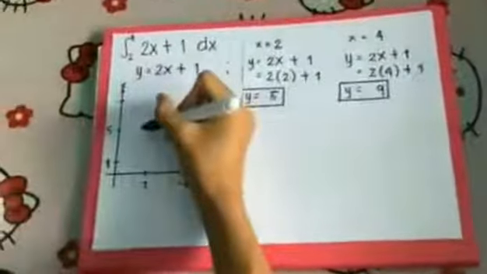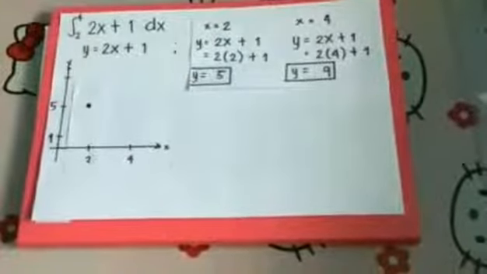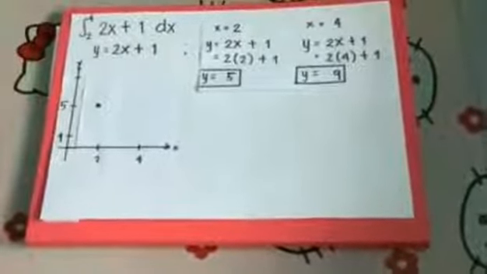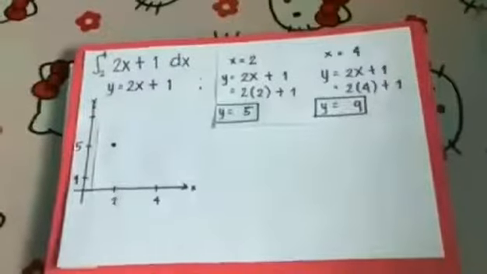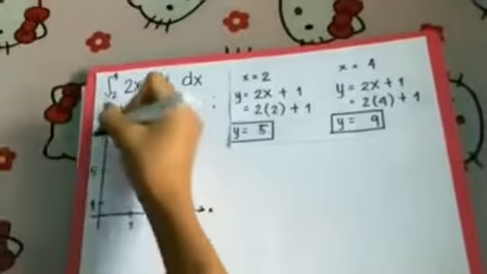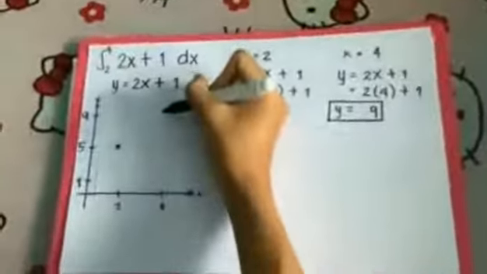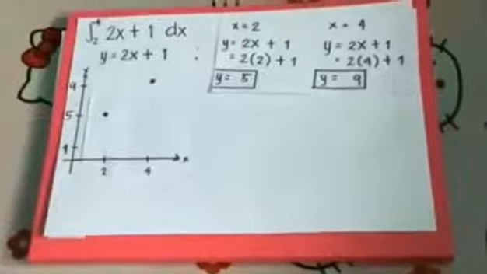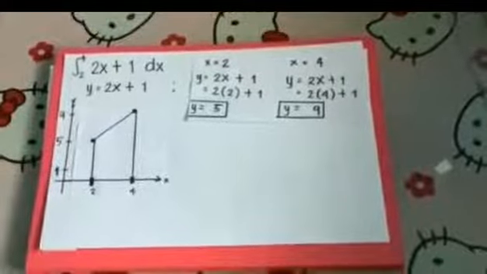And our point is located here. At x equals 4, 2 times 4 plus 1 is equal to 9, and 9 is located here, so the point (4, 9) is here. And now let's graph this one. The graph will look like that.